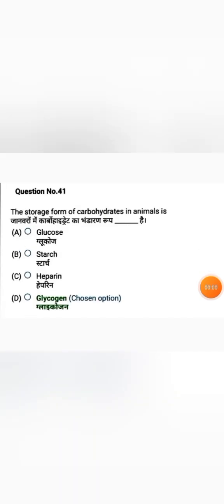The term aerobics is associated with which of the following games or sports? Aerobics is associated with which among the following games? Options: golf, gymnastics. Option C, chess. Option D, cricket. And the correct answer is option B, gymnastics.